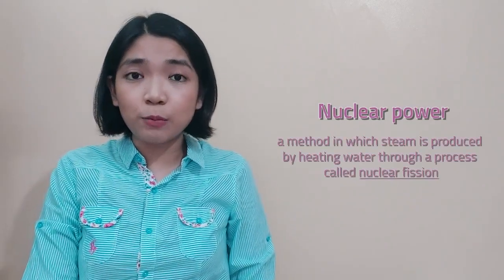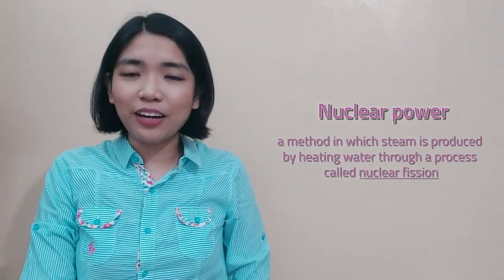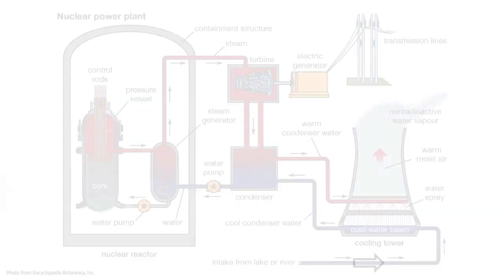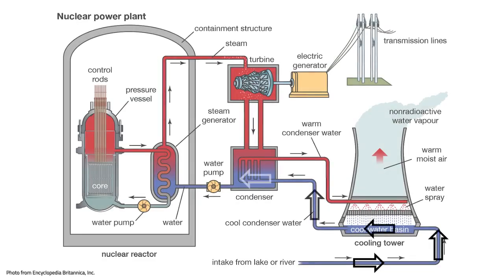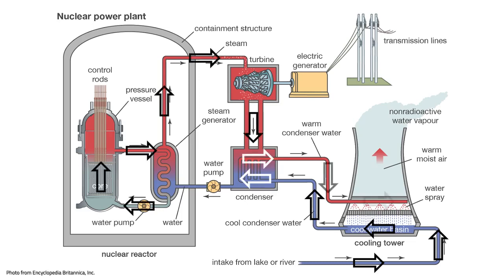The next source is nuclear power. It is a method in which steam is produced by heating water through a process called nuclear fission. The heat is used to turn water into steam, which in turn spins a turbine that generates electricity.